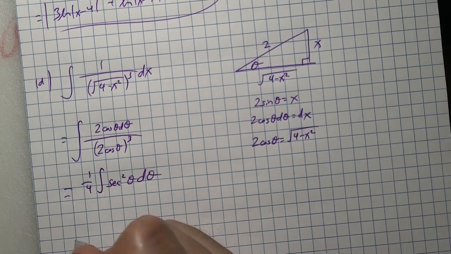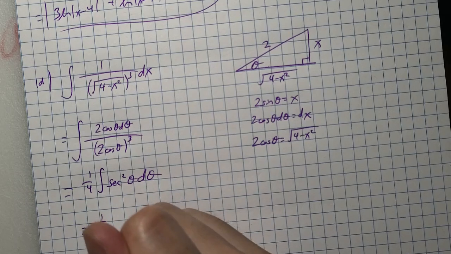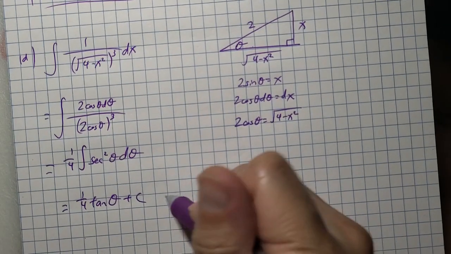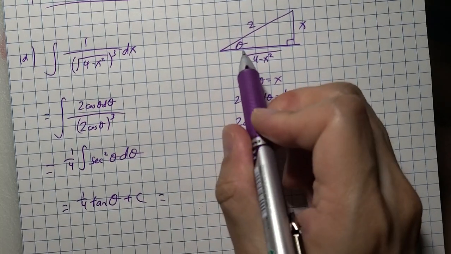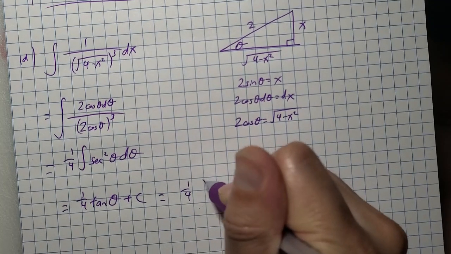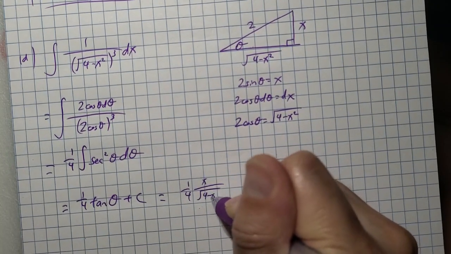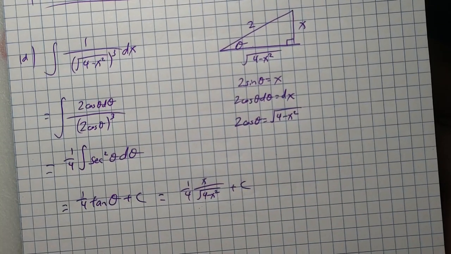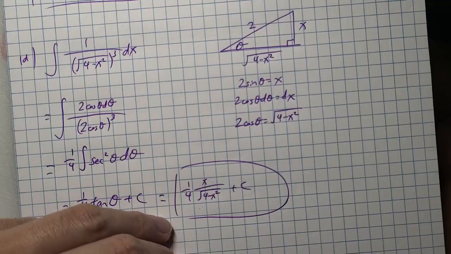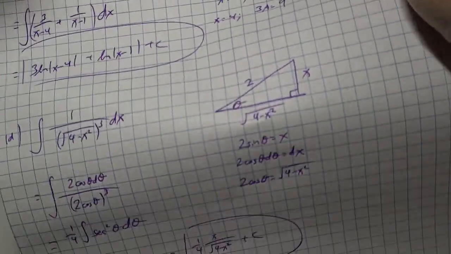This we know the antiderivative of. That is just 1/4 tangent theta plus c. We have to substitute though. We can get theta from a triangle. That's just 1/4 x over square root 4 minus x squared plus c. Okay? That's our answer. Okay, so that was number 1. Not bad at all.